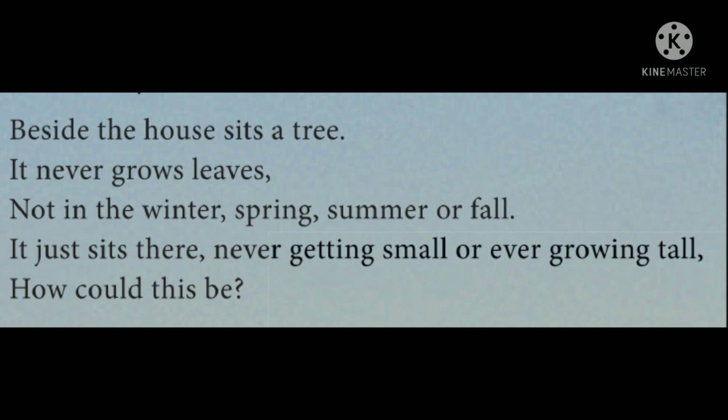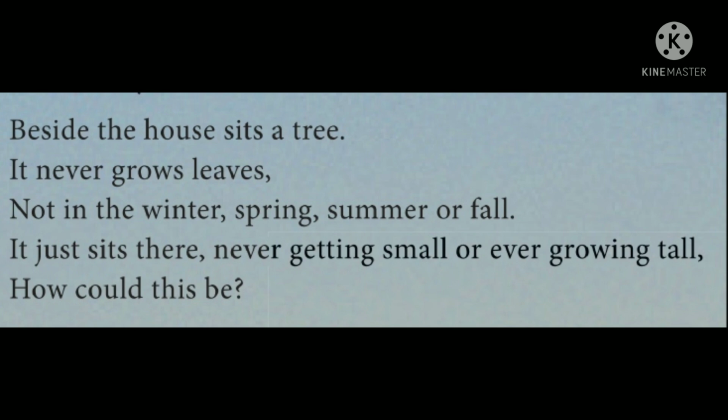Now we'll see the poetic devices used here. First we'll see the rhyming words. If we take the first line, tree, then the last one, B, that is A. Next one, leaves, that is B. Next one, fall, tall, C. So the rhyming scheme is A B C A. So here we'll see what are the seasons mentioned here: winter, spring, summer and autumn season. So in all the 4 seasons the tree remains the same without any change.